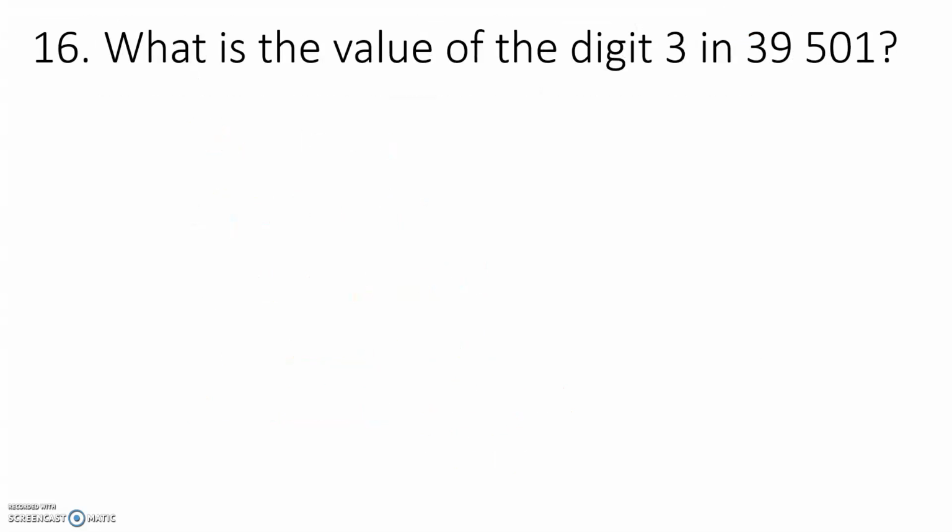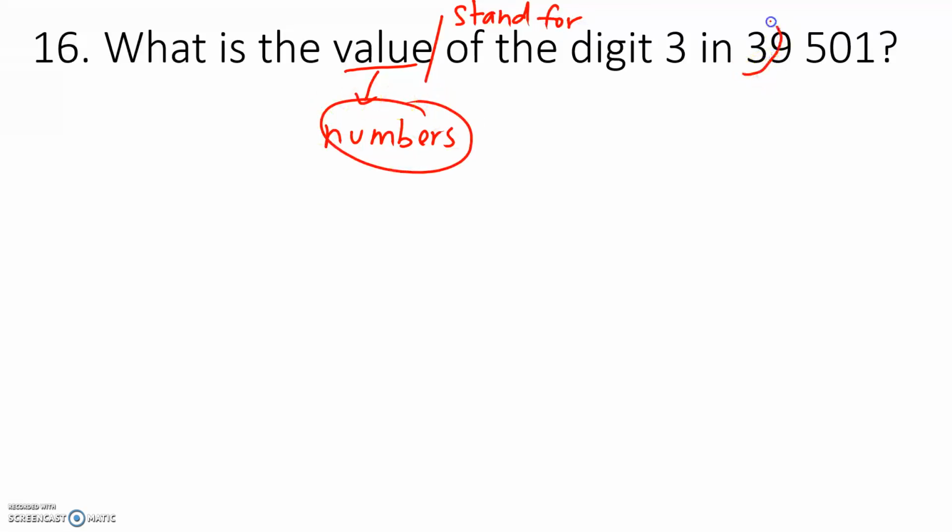Okay, let's continue to question 16. What is the value? When you talk about value, we are talking about numbers. Sometimes they could be asking also what does the digit 3 stand for. So it is the same thing. They are asking for numbers. What does this 3 stand for? What does it mean in values? 30,000 is the answer.